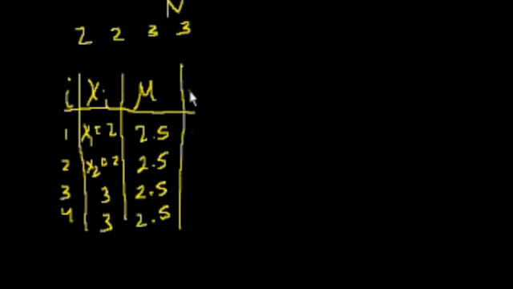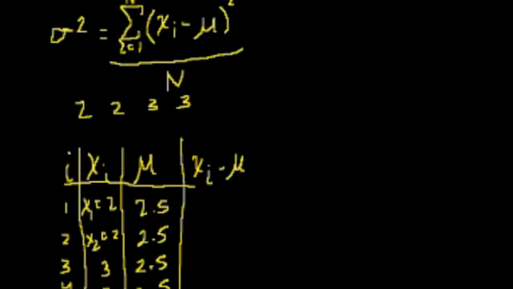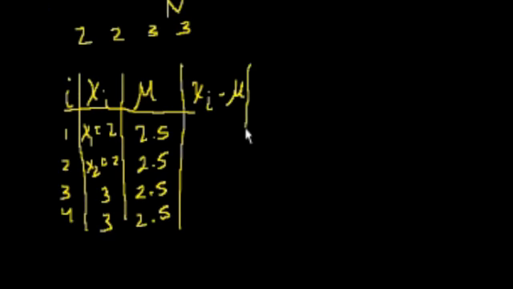So what is x sub i minus the mean? We're slowly building up to this equation. What is x sub i minus the mean? Well, 2 minus 2.5, that's minus 0.5. 2 minus 2.5, that's once again minus 0.5. 3 minus 2.5, that's 0.5. 3 minus 2.5, that's 0.5.